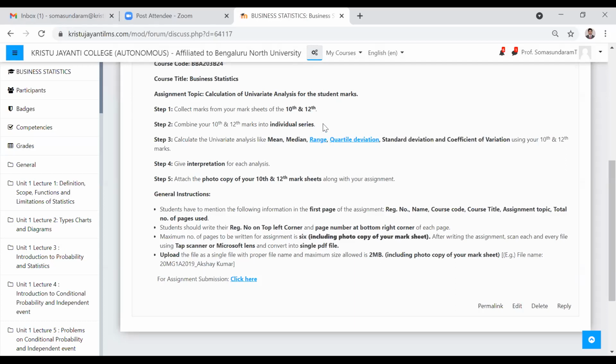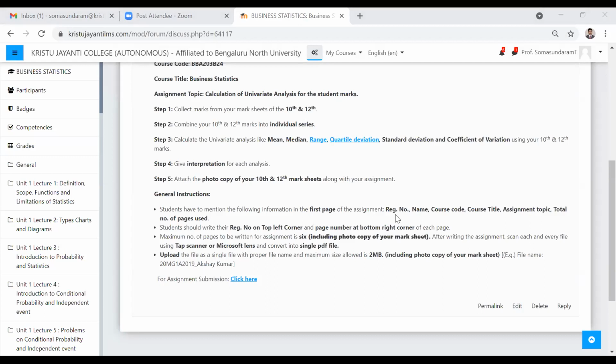And along with your assignment, attach a photocopy of your 10th and 12th mark sheets to verify whether it is your mark, because some people will copy from others. If the numbers that you mentioned in the assignment are not matching with the mark sheet, you will get 0 marks. That means you copied. And I gave the instruction also.